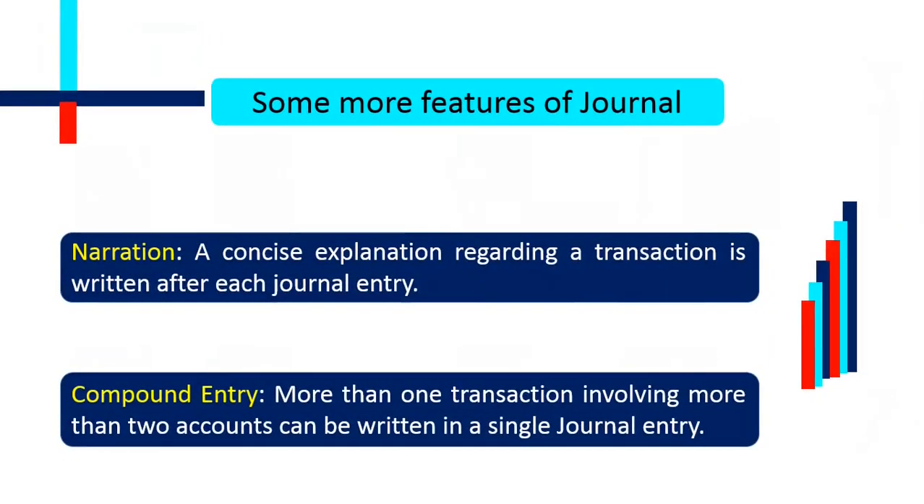A brief explanation or narration detailing more information for a transaction is written after every journal entry. This is done so that all the related details of a particular business deal can be recalled easily at a later stage. Sometimes more than 2 entries are made in a single journal entry. Whenever that happens, it is said that a compound journal entry has been made.